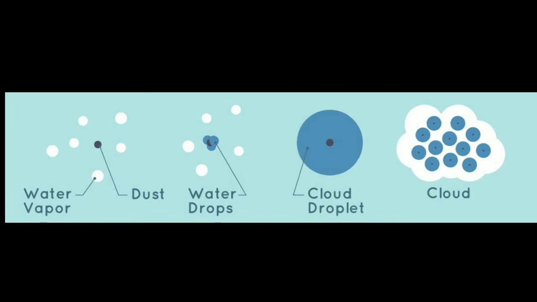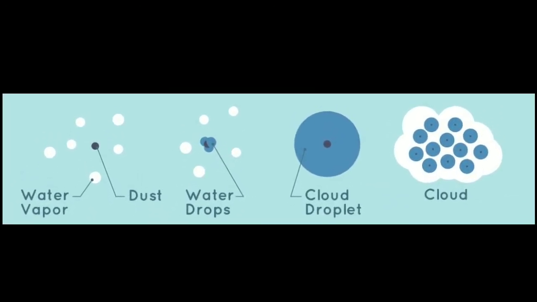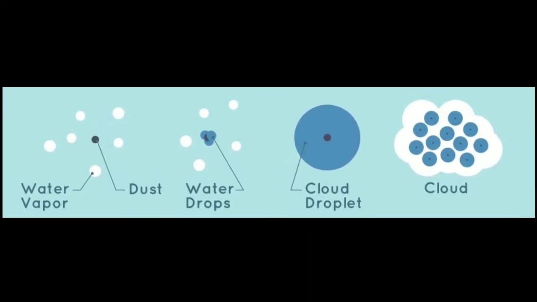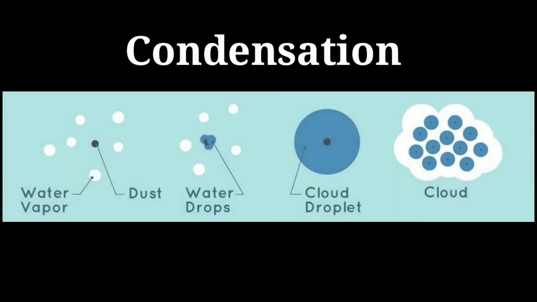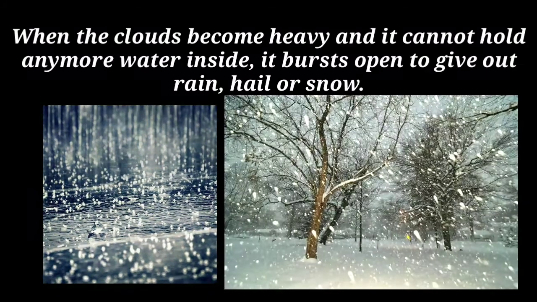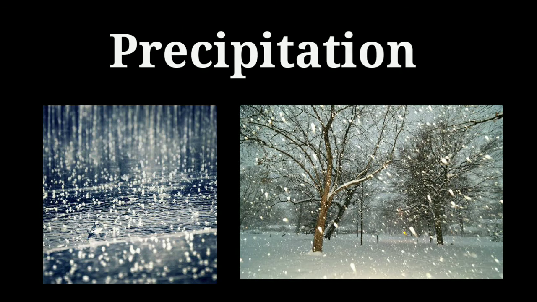When the water vapor reaches up in the sky, it turns to tiny droplets of water. These water droplets, along with various gases and dust particles, come together to form clouds. This is known as condensation. When the clouds become heavy and cannot hold any more water inside, they burst to give out rain, hail, or snow. This is known as precipitation.